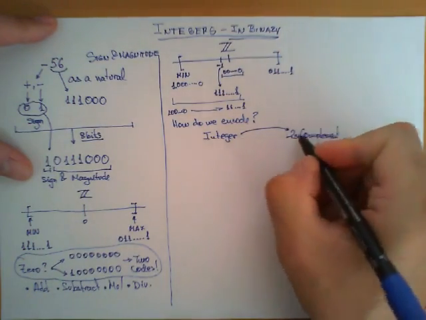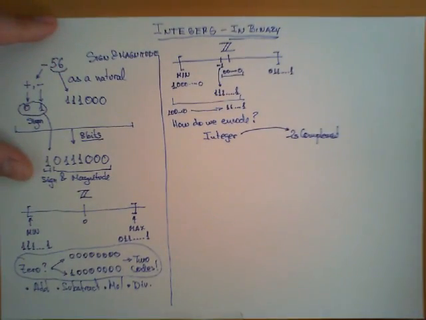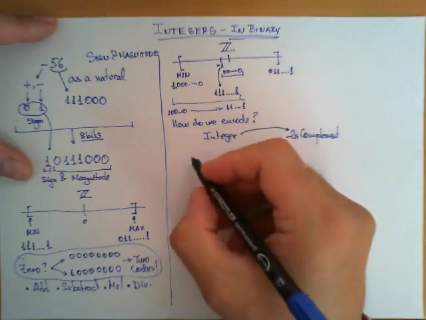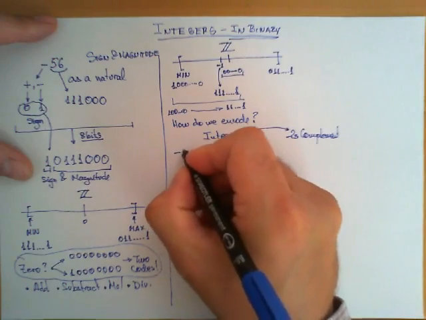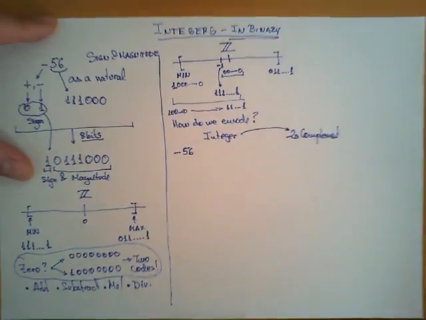How do I make this transition or this translation? As a matter of fact, there are a few rules that are very easy to apply. So let's work with an example. Suppose I need to translate the number minus 56 from integer to 2's complement.